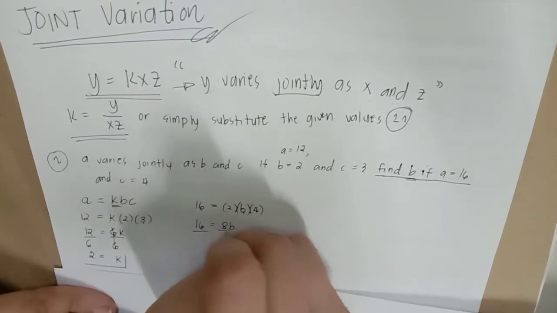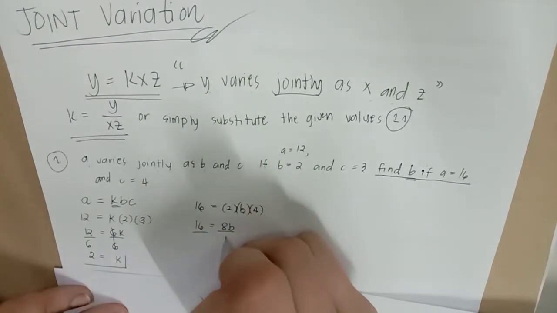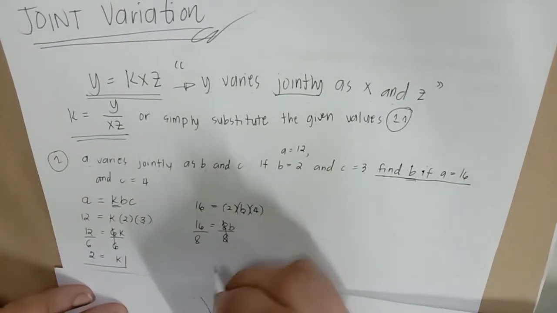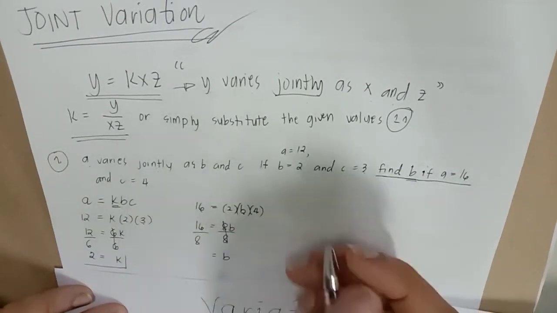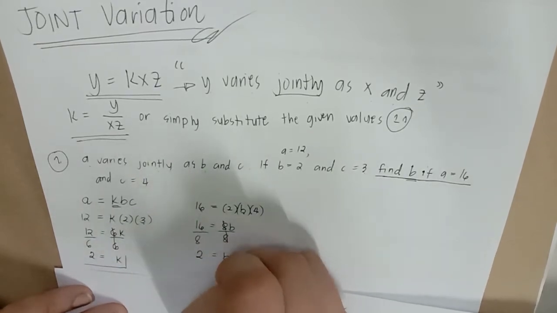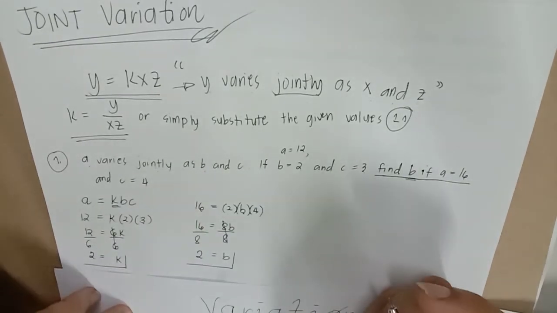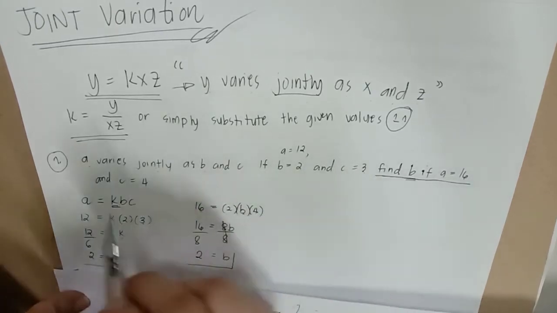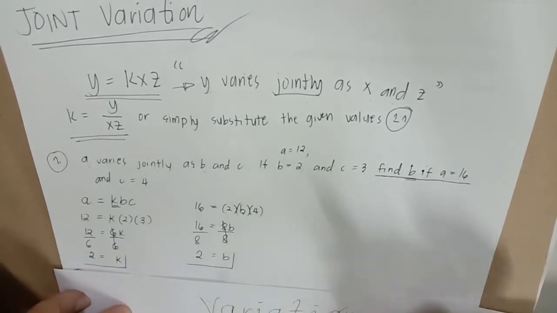Alright, so divide both sides. Yung number po, nakatabi ni B. So, 8. Alright, so, cancel po. B is equals to 2. Very good. So, the value of B na hinahanap sa joint variation natin is letter number 2.